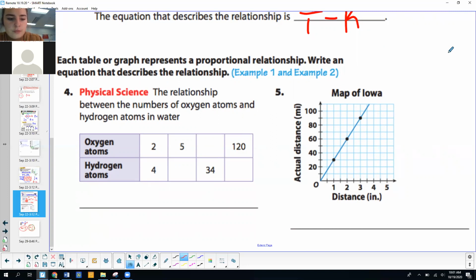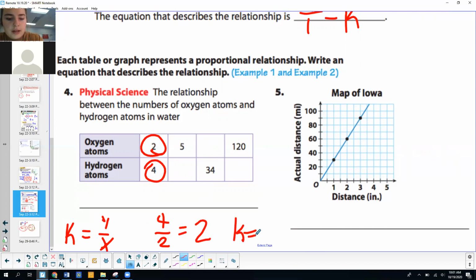So remember, we've got k equals y over x. So we've got 4 divided by 2. I took my y and divided it by my x. So 4 divided by 2 equals 2. Our constant of proportionality is going to be 2. So 2 times 2 is 4. So 5 times 2 is going to give me 10.